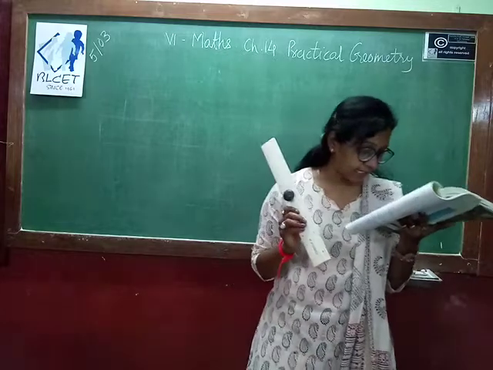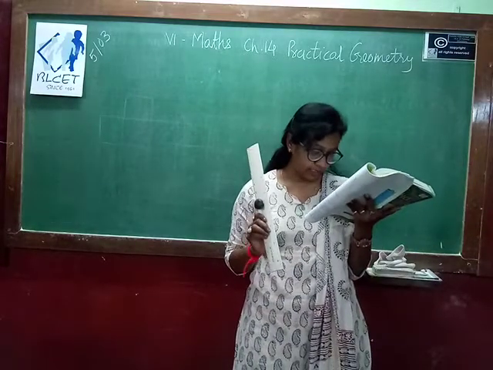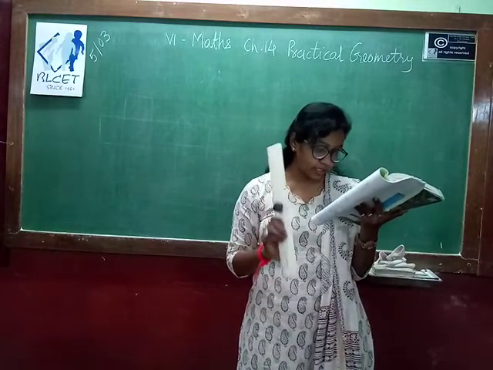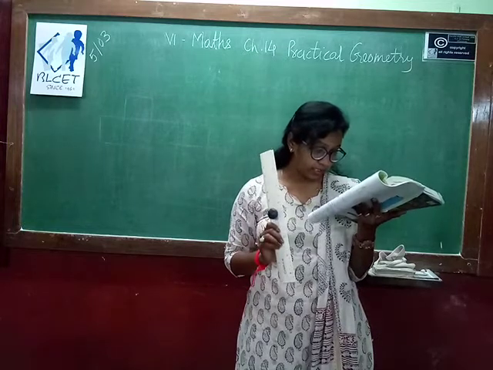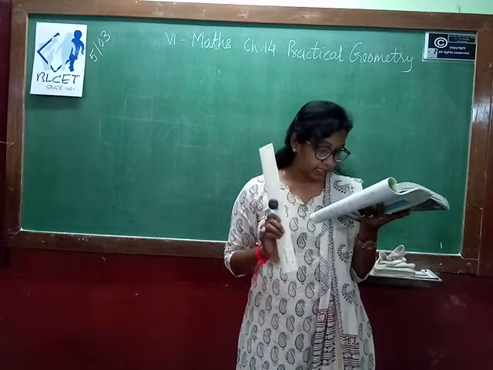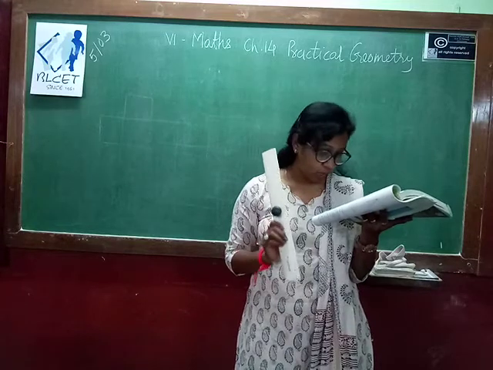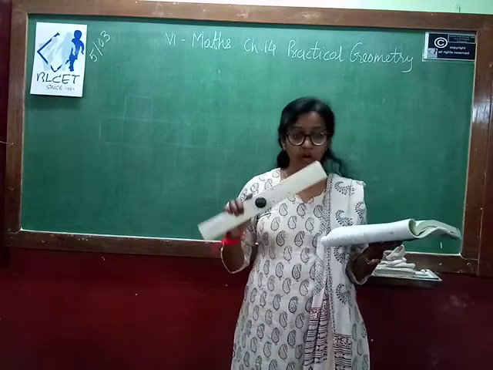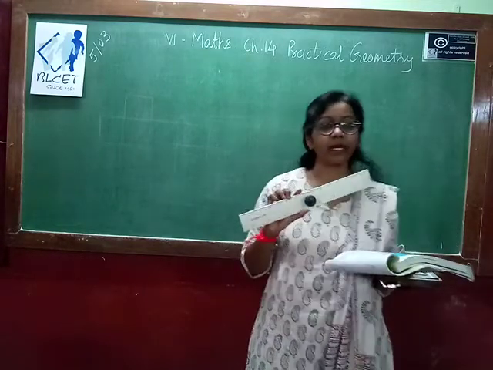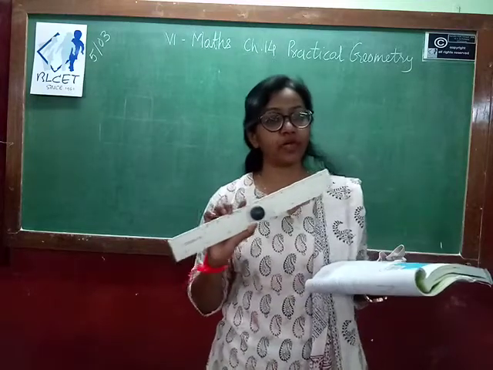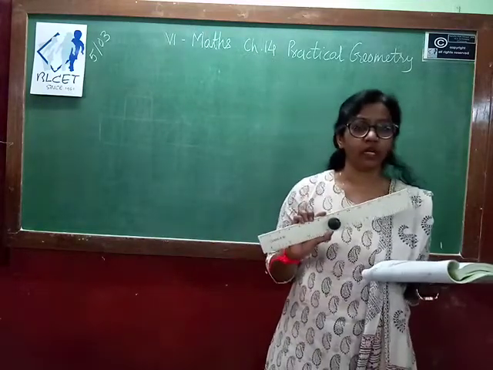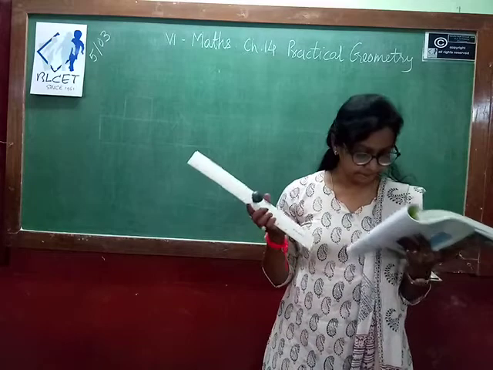A ruler ideally has no marking on it. However, the ruler in your instruments box is graduated into centimeters along one edge. Okay? If you observe your scale, the measurement is already given in centimeters from 0 to 15 or 0 to 30. Now what is its use?